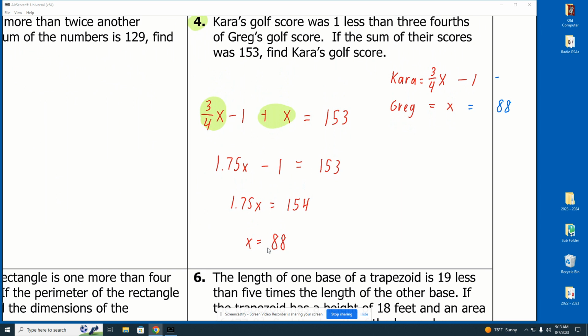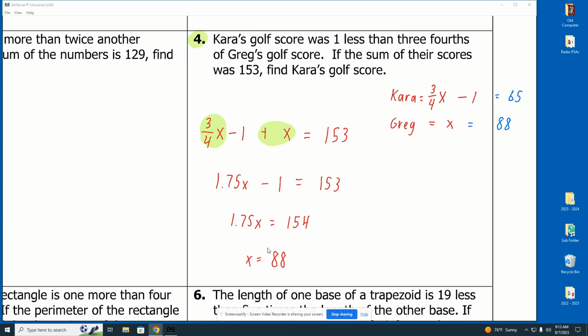So how do I find Kara's? 153. Yeah, you can do that. 153 minus 88. What's that? 65. What else could you have done besides 153 minus 88? Yep, plug it into her equation. 3/4 of 88, 66 minus 1, 65. Needless to say, Kara's a good golfer.